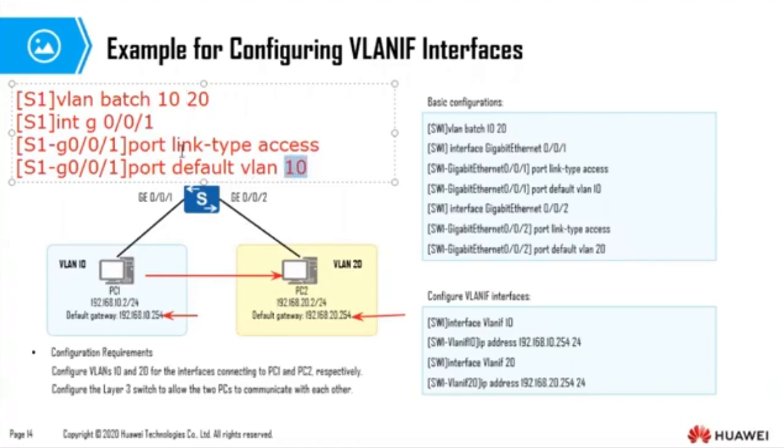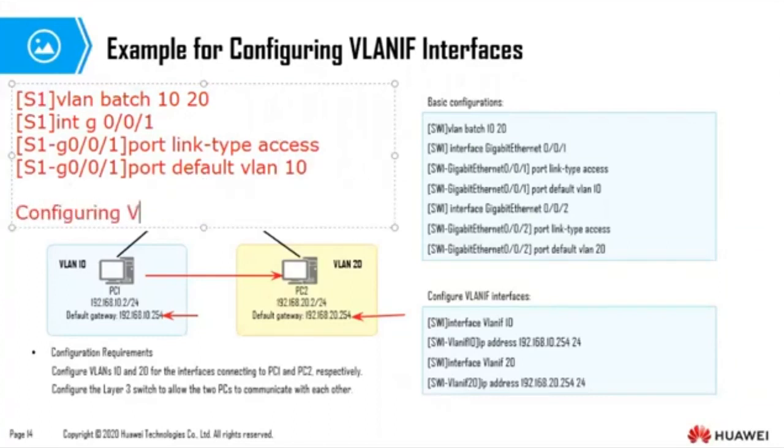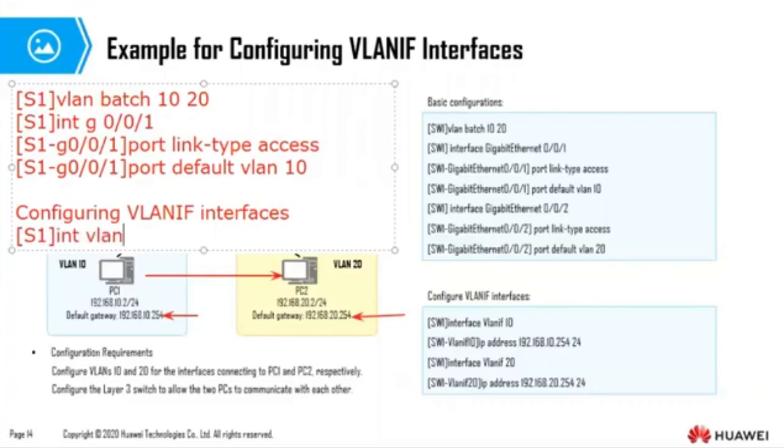You don't have to recreate the VLAN because we are still on switch 1. So just like that. After you're done with that, you can now configure VLANIF interfaces. To do that, you are on switch 1. The command to do that is interface vlanif, then the VLANIF number.